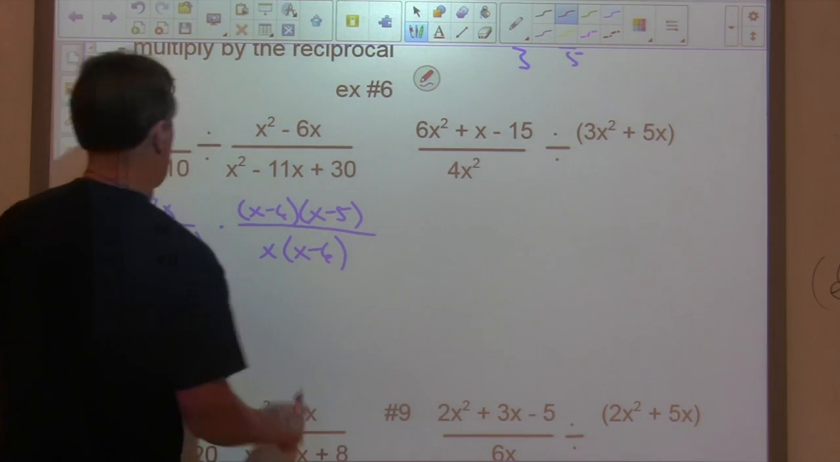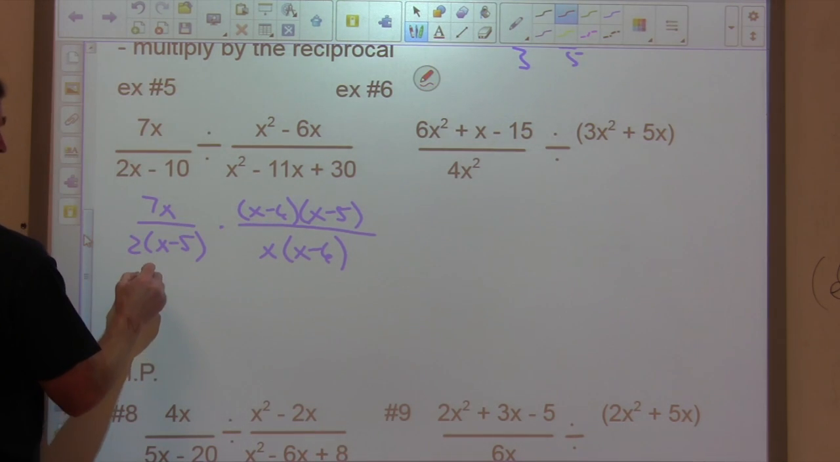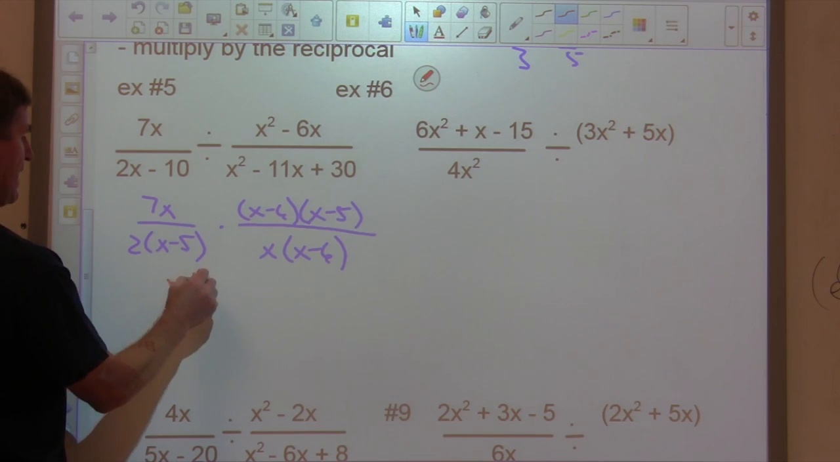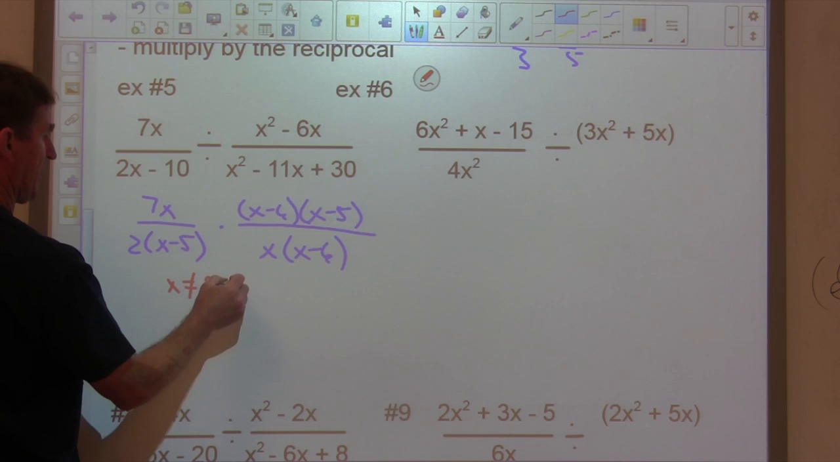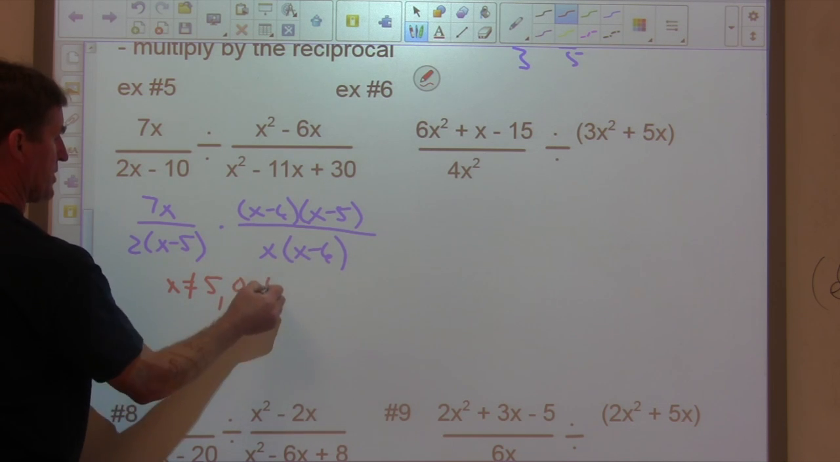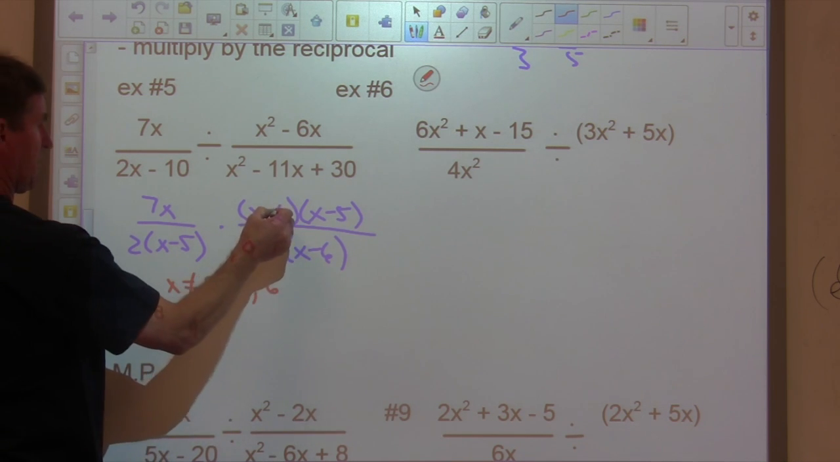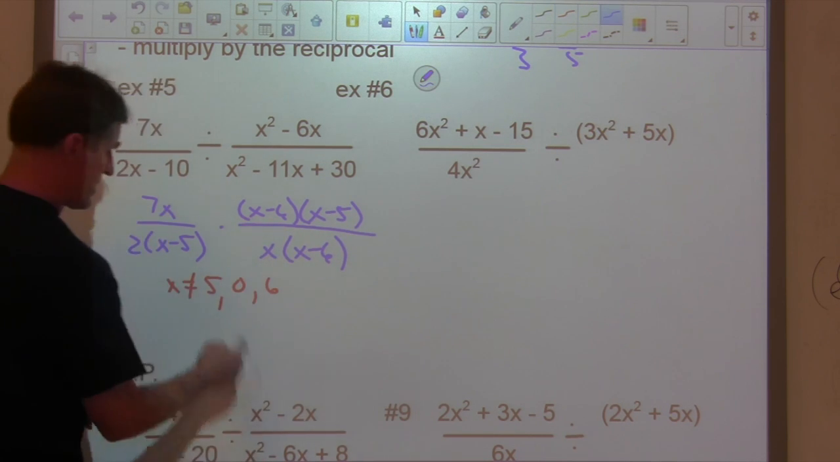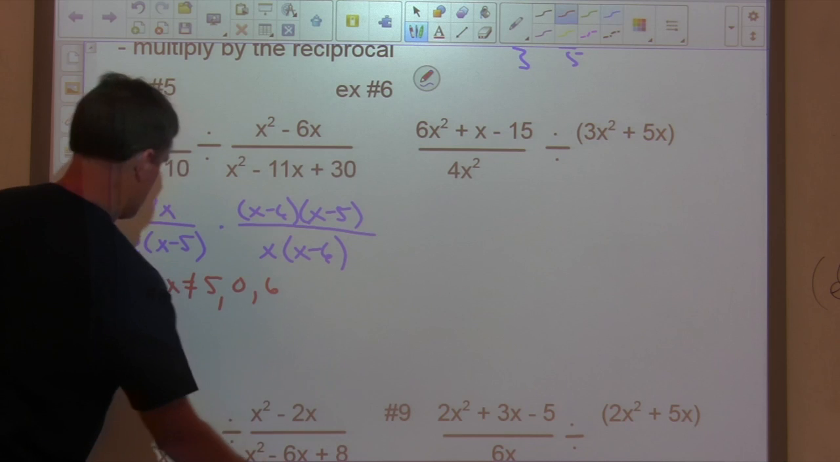Now, when you do restrictions here on division, you have to do anything that was ever in the denominator. So I would have to say that x cannot equal 5, it cannot equal 0, it cannot equal 6, and it can't equal 6. We already have that. It can't equal 5. I already have these, so I don't have to cancel it and do anything else. But that would be my restriction.